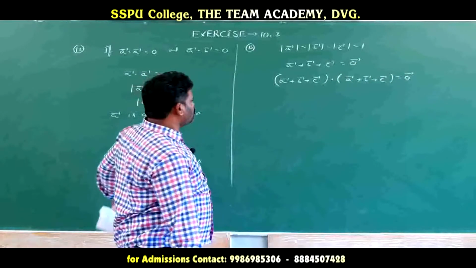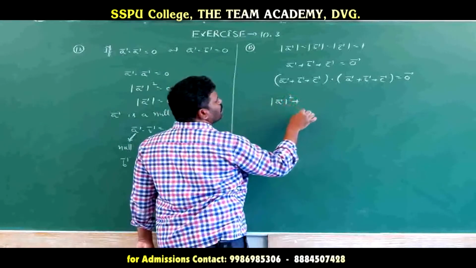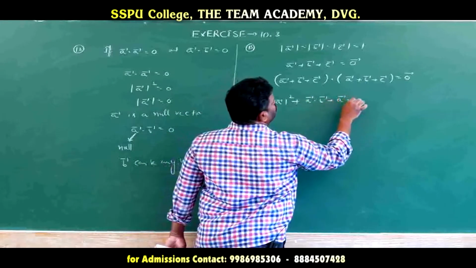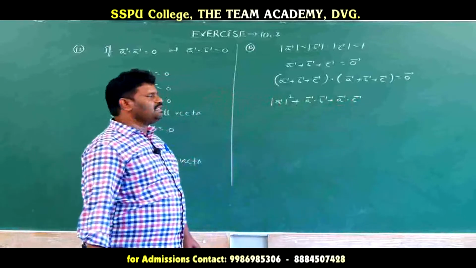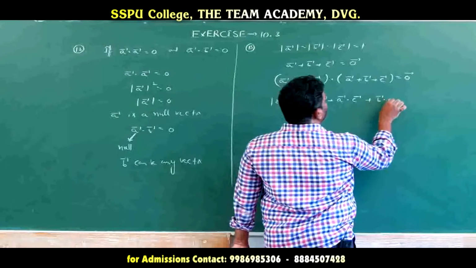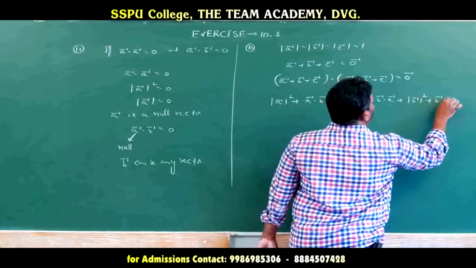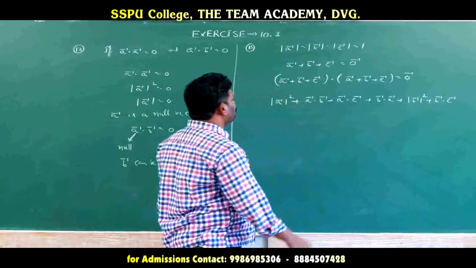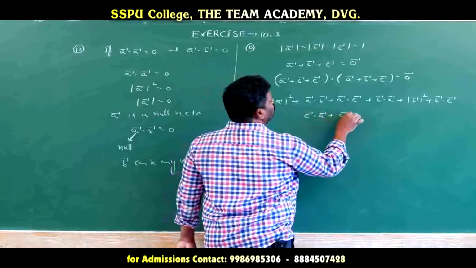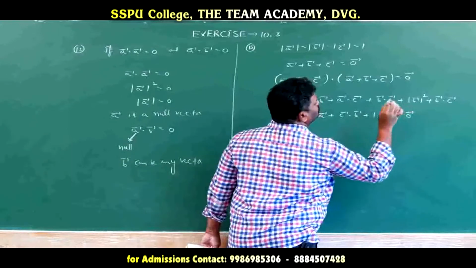Now if we take the dot product: a dot a is equal to magnitude of a bar square, plus a bar dot b bar plus a bar dot c bar. Then multiplying with b: b bar dot a bar plus magnitude of b bar square plus b bar dot c bar. Again with c vector: c bar dot a bar plus c bar dot b bar plus magnitude of c bar square is equal to null vector.